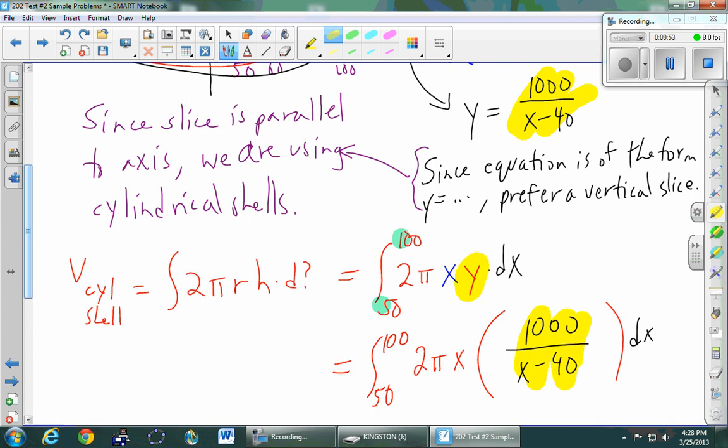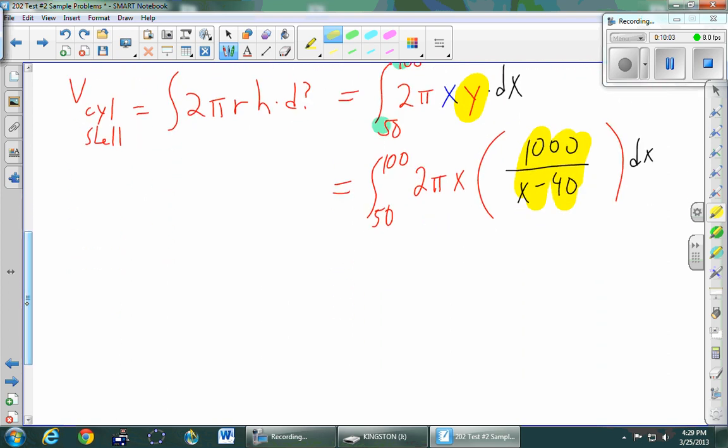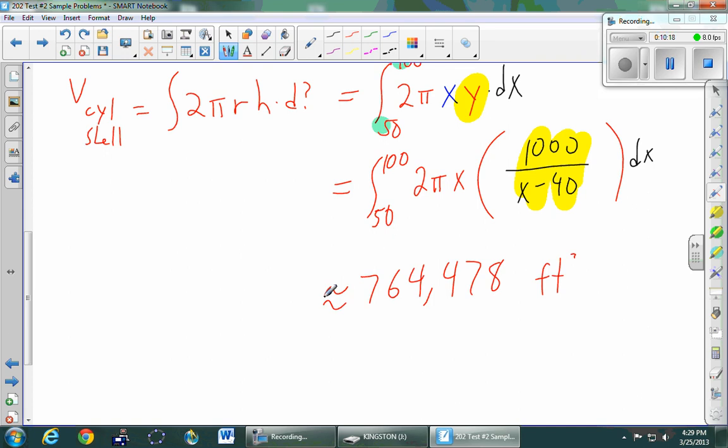And so this formula now is ready to go into the calculator or into the computer. And so you just type it in. I'll go ahead and write down the answer. So for this one, we get about 764,478. And what were the units here? Feet. And this is a volume. So cubic feet are the units for this.